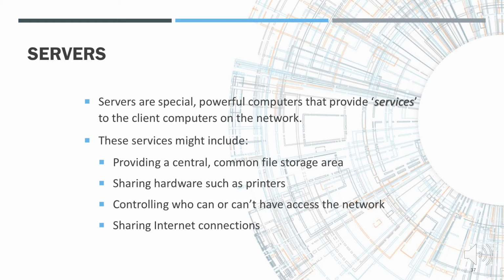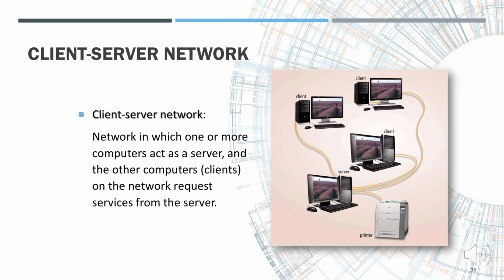They control who can or can't access the network, meaning that only certain people can control the server, by using maybe a password. A server also can share internet connections. In this situation you can see that a computer can also be a server. In a network, one or more computers can act as a server, and the other computers, the clients, request a service from the server. So this is a client server network.